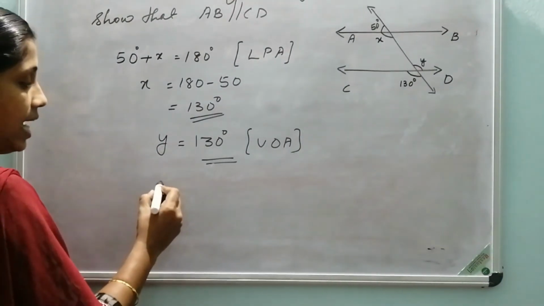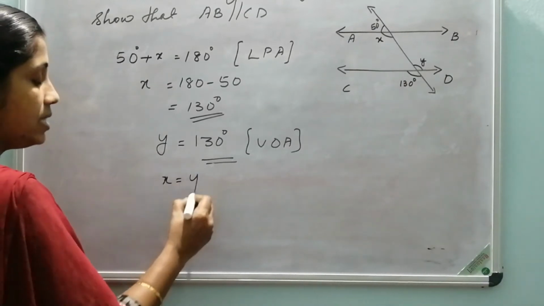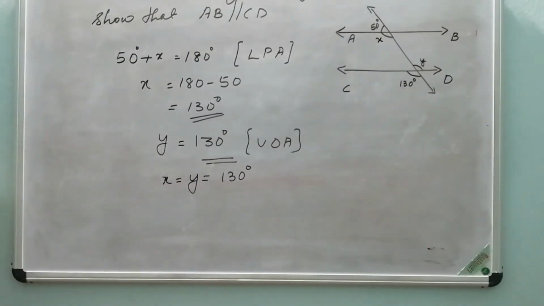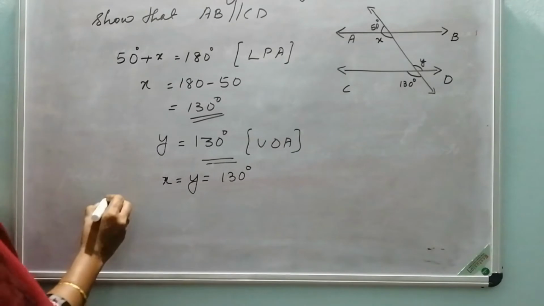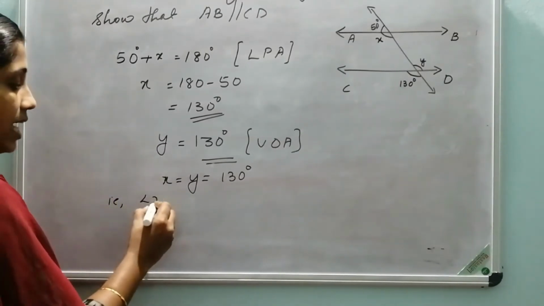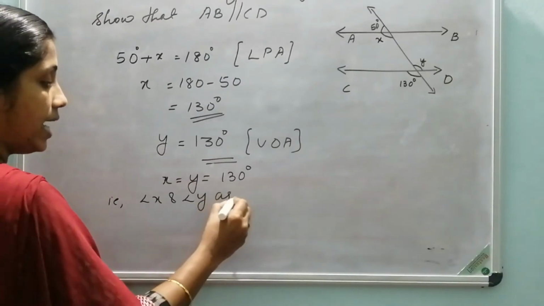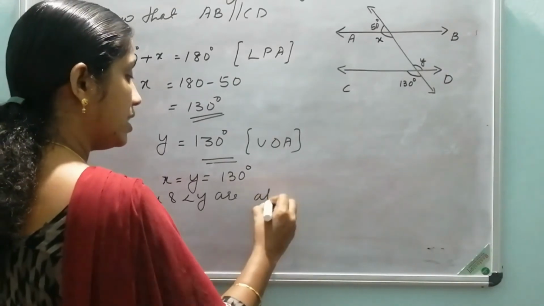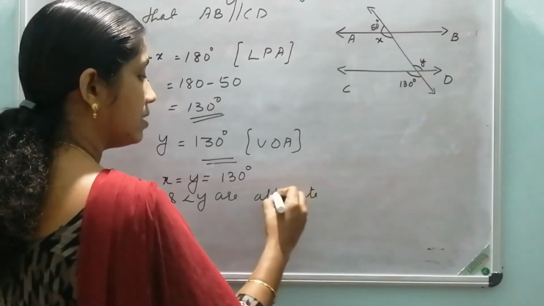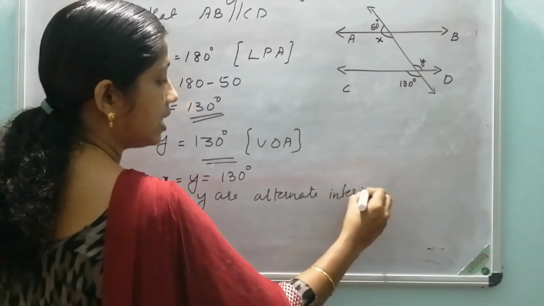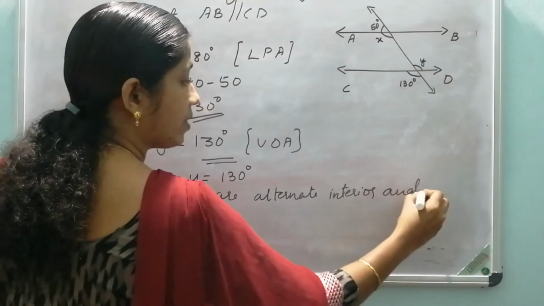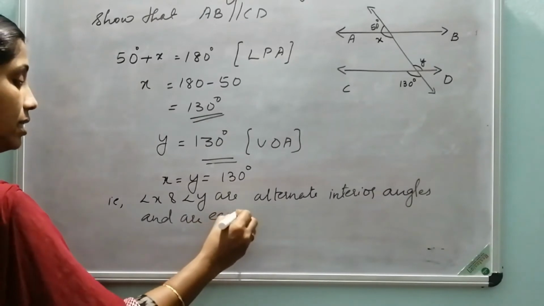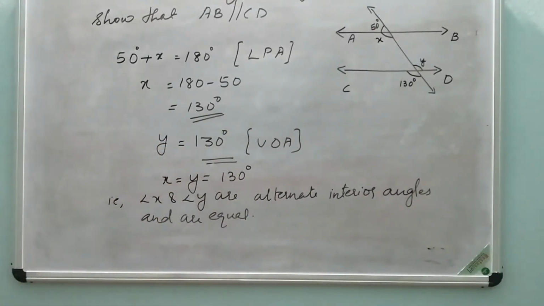So we can write x is equal to y is equal to 130 degrees. That is, angles x and y are alternate interior angles, and they are equal.